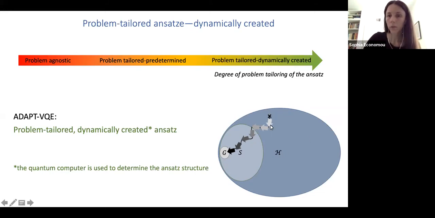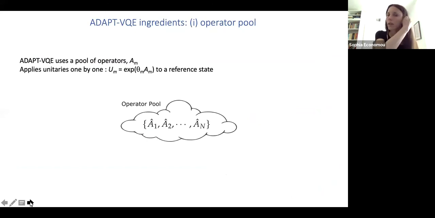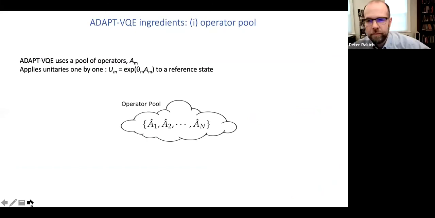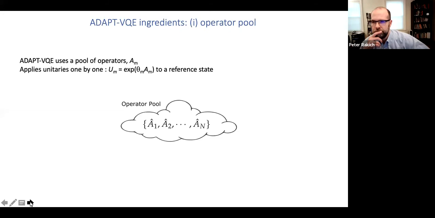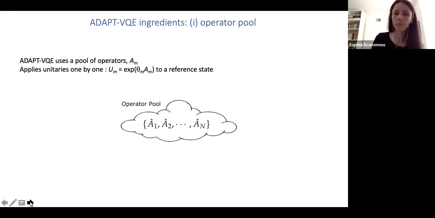And you can view it in the same schematic I showed you before. Here we start from some reference state, and the ADAPT algorithm basically gives you little steps that take you towards, hopefully in a straight line, in some sense, in the Hilbert space, toward the solution. So this algorithm has two main ingredients. One is the operator pool. So this is just which operators will potentially enter into your ansatz.